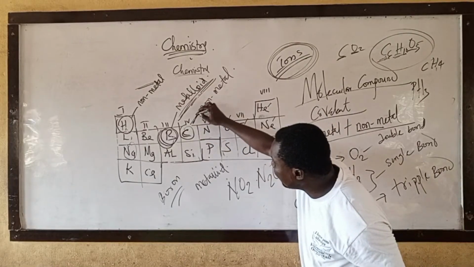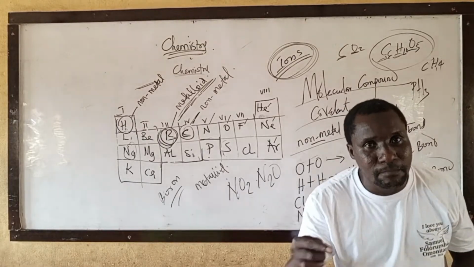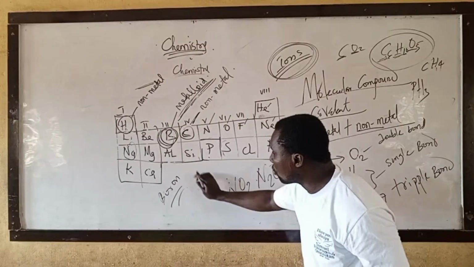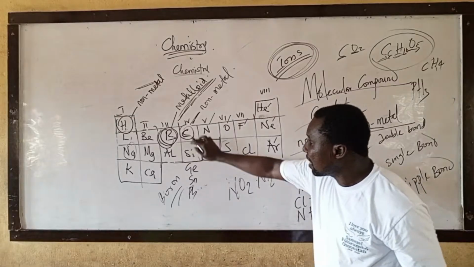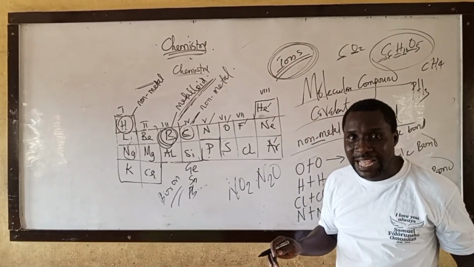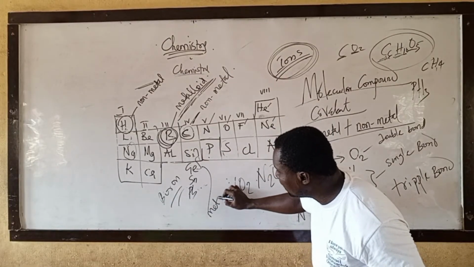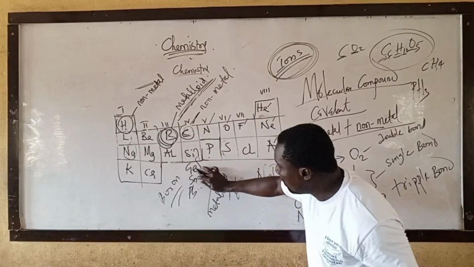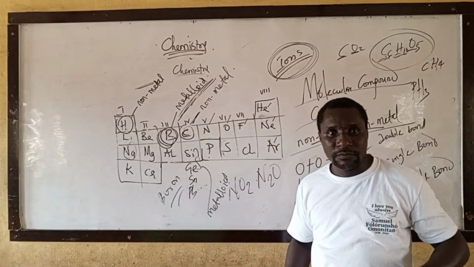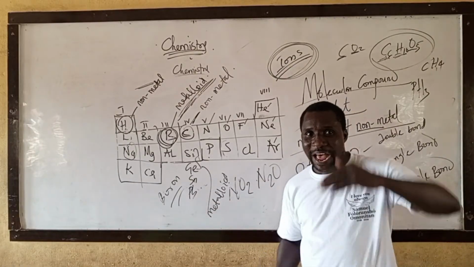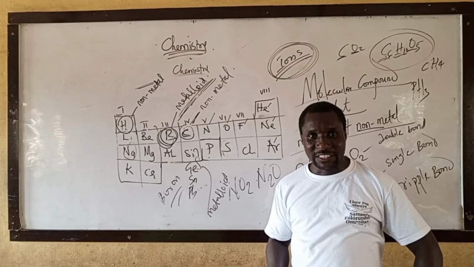Group 4 elements: carbon, silicon. Carbon is a non-metal. Then silicon, under silicon we have germanium, under germanium we have tin and lead. Silicon and germanium are metalloids, while tin and lead are metals. So in group 4 we have a non-metal, metalloids and metals. Very interesting group.